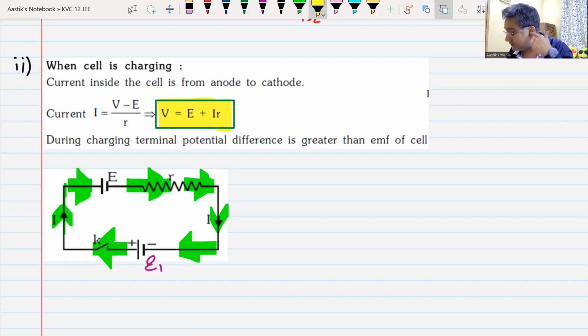Anyone understands this? This battery that I've put here is more than the other battery, and therefore you have more potential drop. Terminal voltage is more. We understand this? Yes or no? Have you noted this down? Or should I give you time? Okay. Let me know once you are done.